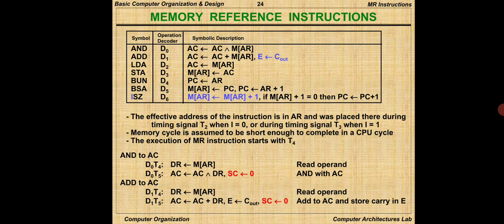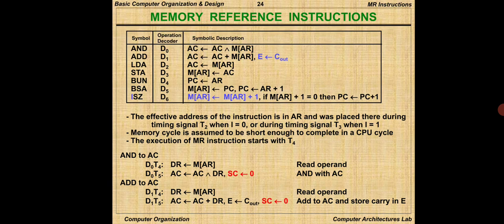Now let us come to the first bit, D0, the AND operation. When I perform the AND operation, it is with respect to the accumulator. So D0 and the T4 state will be the read operand: the address register value is used to go to that address in the memory, and whatever data is there is moved to the data register. Once the data is in the data register, in the next state I perform the AND operation and clear the sequence counter to 0.